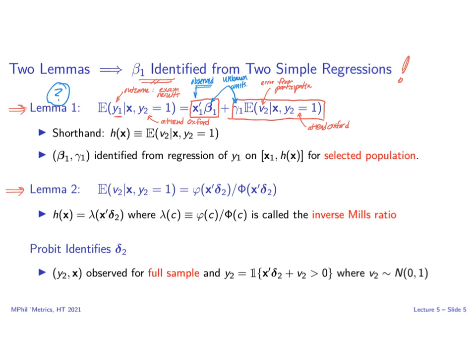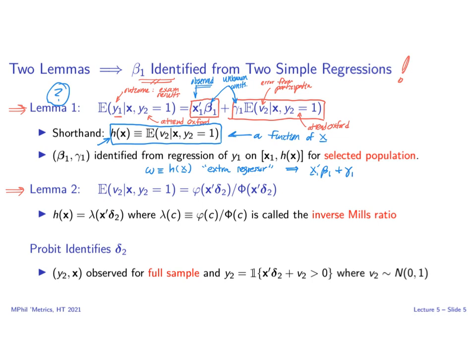However, the expected value of v2 given x and y2 equals 1 is actually a function. This is a function of x. It maps the regressor vector x to a scalar. Let's just call this function h of x. If it were known, then we could simply define w equals h of x and treat this as an additional regressor, in which case the right-hand side of the lemma would be x1 prime beta 1 plus gamma 1 w.